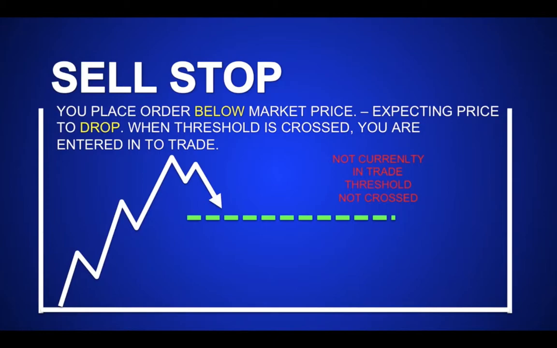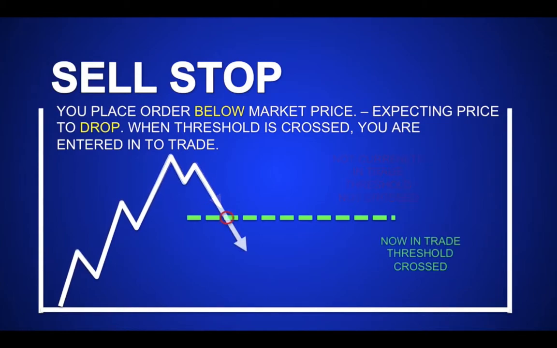Now I don't really feel like sitting at my computer screen and waiting for price to get there. So I'm going to set my sell stop where that green dotted line is. And if price so happens to continue to move down, then I will be entered into the trade. That is a sell stop. Notice how it only has to cross the threshold one time. Now, in this picture, you see price has actually crossed the threshold. So now I am in the trade.